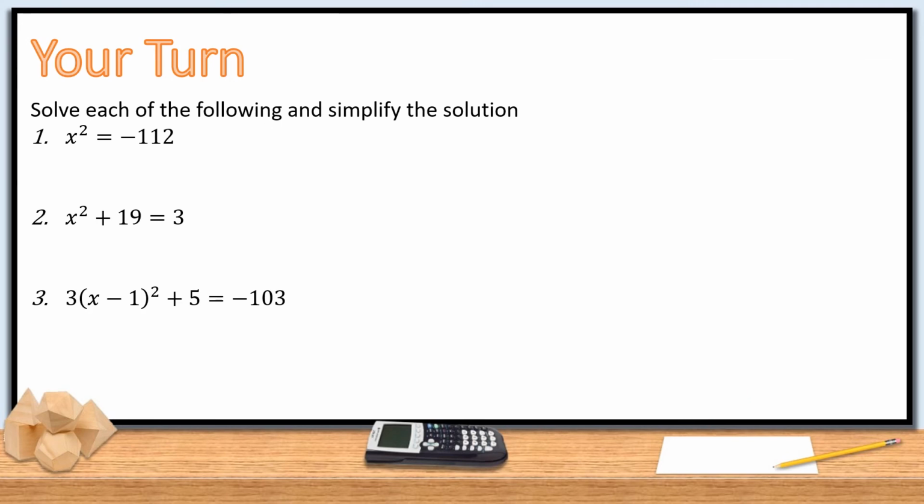All right, solve each of the following. So you have x squared equals -112, x squared plus 19 equals 3, and 3 times x minus 1 squared plus 5 equals -103. Pause the video, try and solve each of them, simplifying all of your radicals down to include i's and simplest radical form. All right, let's take a look.